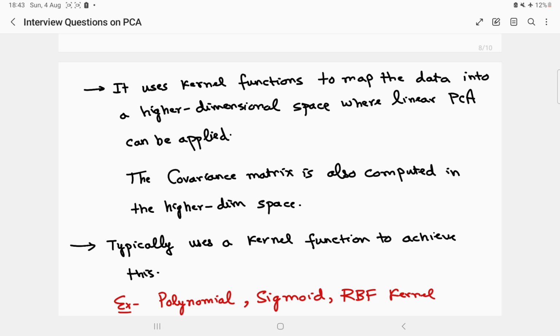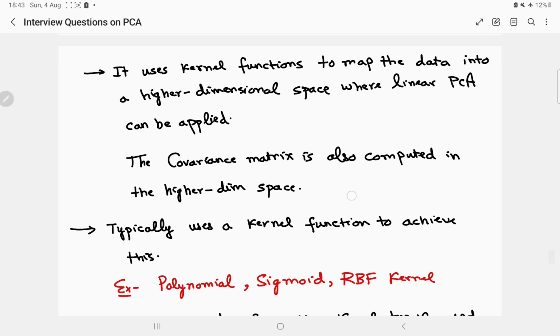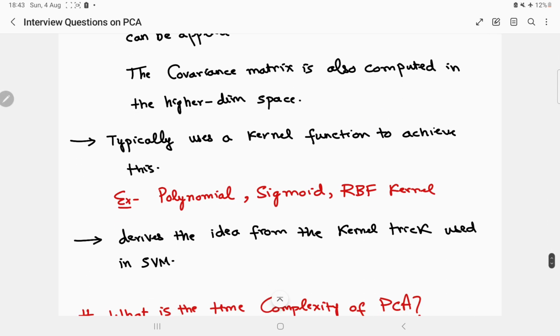The covariance matrix is also computed in this higher dimensional space, and this is typically achieved using a kernel function. Some examples of common kernel functions could be a polynomial based kernel or a sigmoid based kernel, or one of the most famous and popular kernels, the RBF kernel, that is the radial basis function based kernel. And if you know about SVM, you are right, the idea is derived from the kernel trick used in SVM. There also the idea is the same: you transform your data into a higher dimensional space where it is linearly separable, and there you can apply your linear SVM. So the idea is derived from kernel based SVM.